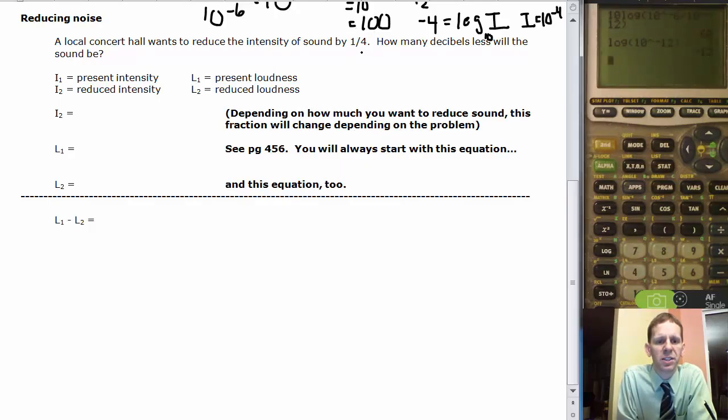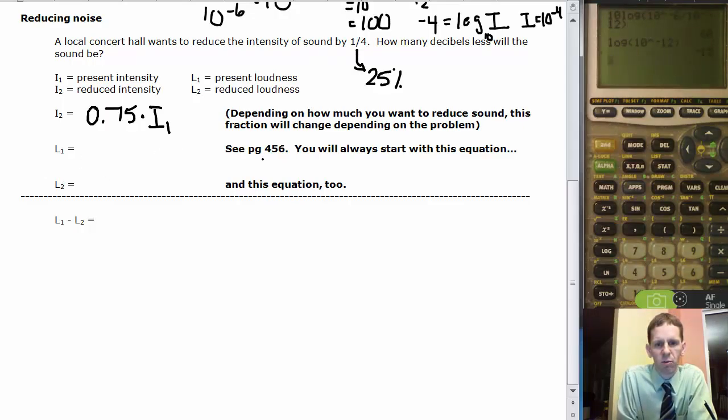If we're trying to reduce the intensity by 1/4, that's like 25%. And if we take away 25% from 100, this gets you your scale factor of 0.75. So I want the reduced intensity to be 75% of the present intensity. We're reducing it by 1/4, which is the same thing as 25%. And if you reduce it by 25%, it's like subtracting it from 100%. So the intensity will be 75% of what it once was because we're reducing it by 25%.